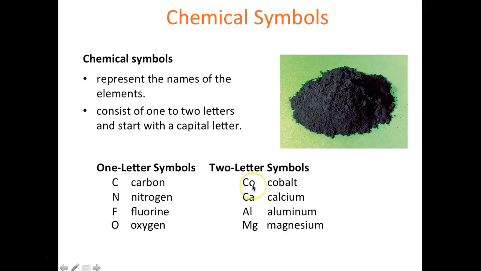Now, if there's a second letter, that's in lowercase. So the first letter is always in uppercase, and then if there's a second letter, that's in lowercase. All right. And so here you have magnesium, which is Mg. One of the mistakes I do find students making is either writing both in lowercase or writing both in uppercase. So make sure that the first letter is in uppercase and the second letter in the symbol will be in lowercase.